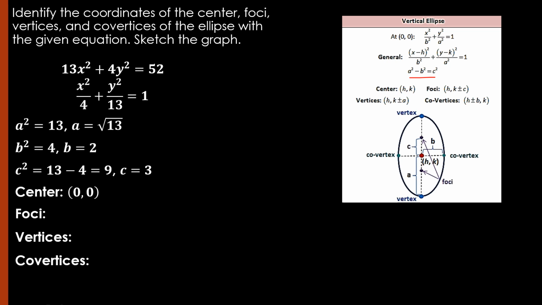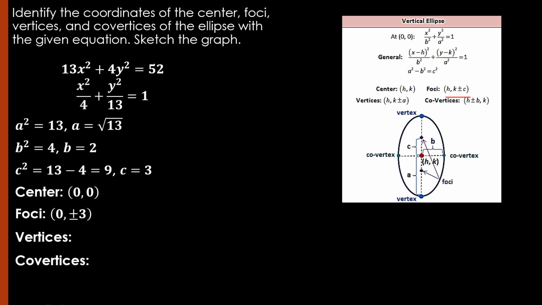For the foci, let's follow the formula here at the right top. So we have h and then k plus minus c. So we have 0 and then positive, negative 3. Why positive and negative 3? Since our k is 0 and our c is 3. So 0 plus 3 is positive 3. 0 minus 3 is negative 3.